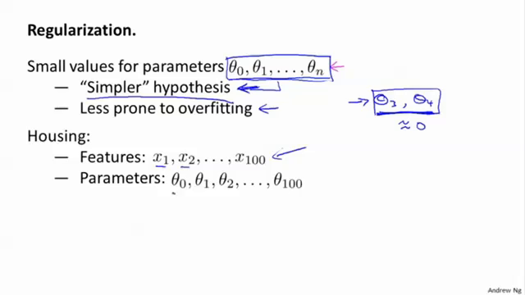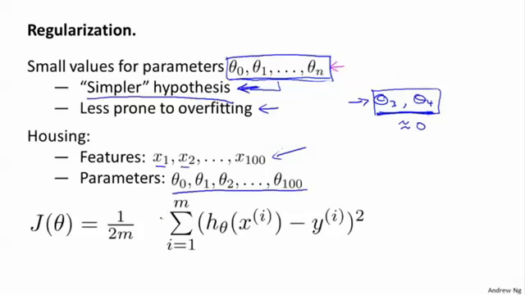So we have 100 or 101 parameters, and we don't know which ones to pick. We don't know which parameters to try to shrink. So in regularization, what we're going to do is take our cost function. Here's my cost function for linear regression. And I'm going to modify this cost function to shrink all of my parameters because I don't know which one or two to try to shrink.